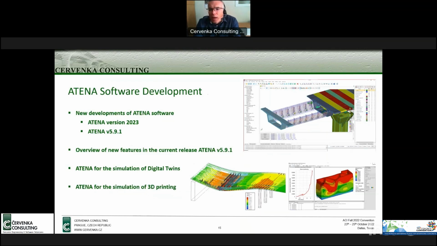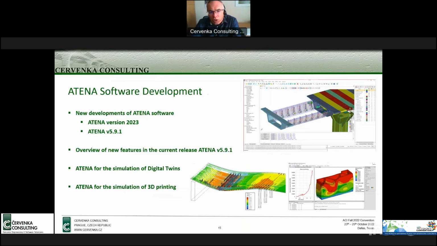Here you can see some first glimpses of the user environment, where I want to emphasize that it will be based on a BIM model, so it will have a native BIM model behind the software. Another interesting possibility is the full support of Python scripting to help users in their modeling work.